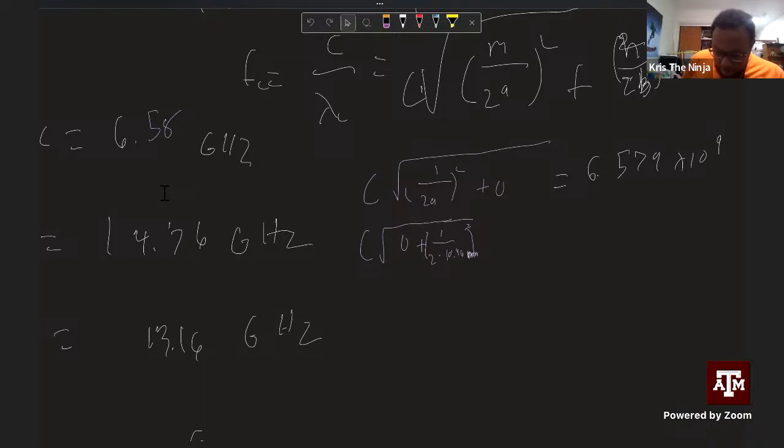And that gives you 14.76 gigahertz, and you can see that on the other side. So that gives you 1.476 times 10 to the 10th, or 14.76. I don't like how that 4 looks, so I'm going to rewrite it.